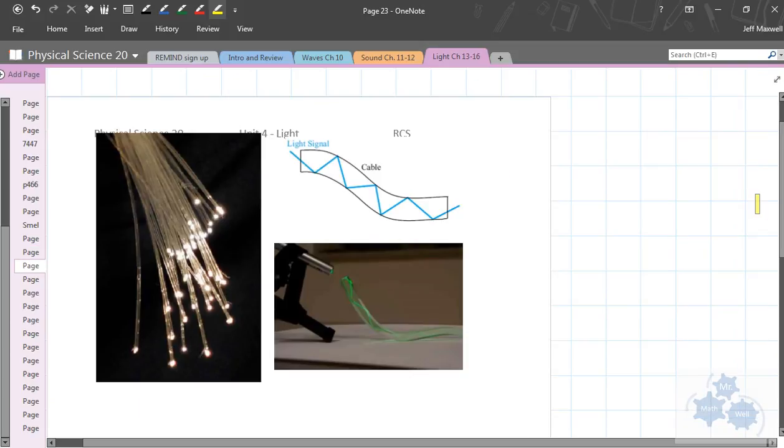All right, let's look at some examples of substances that use this idea of total internal reflection. I don't know if you recognize this right here. Anybody know? It's fiber optic cable. Basically, it's a flexible, glassy substance, and light signals get passed along it, and it's super fast.